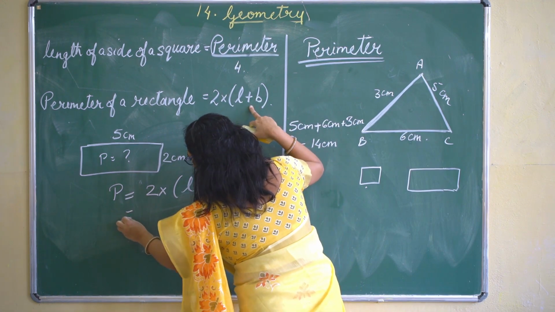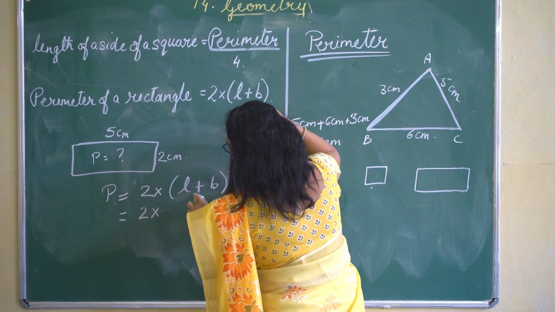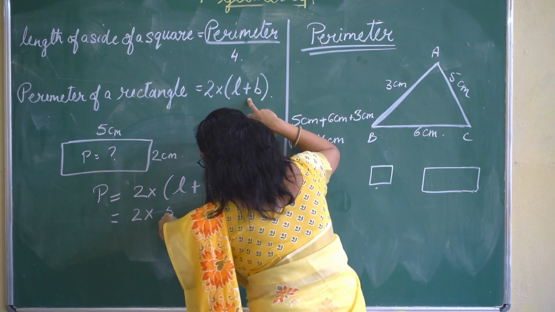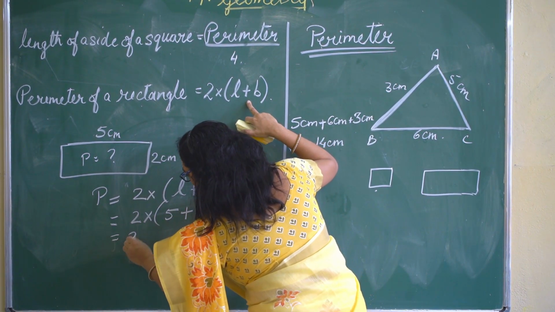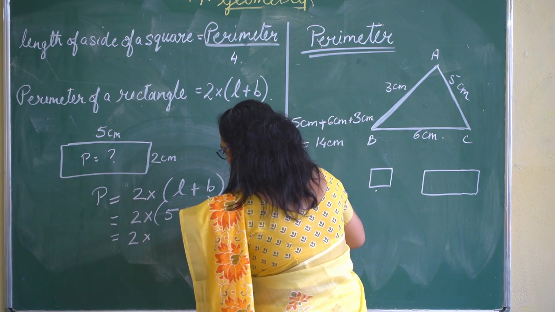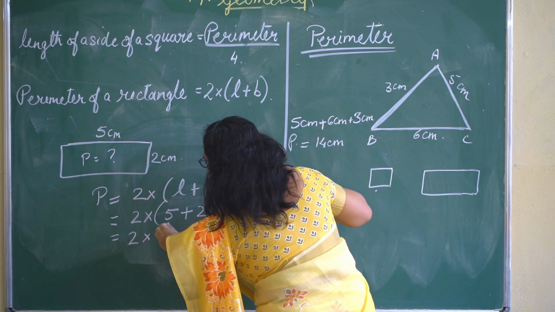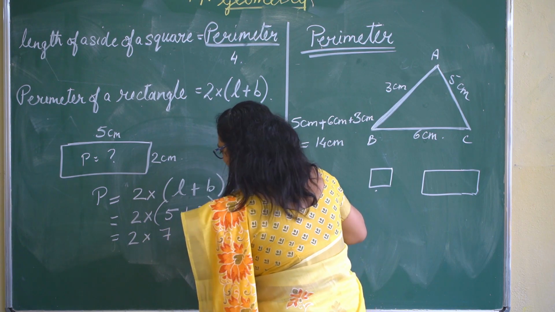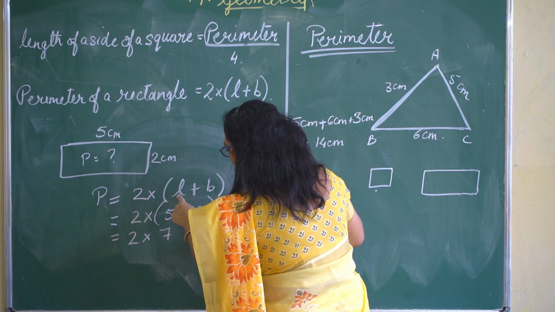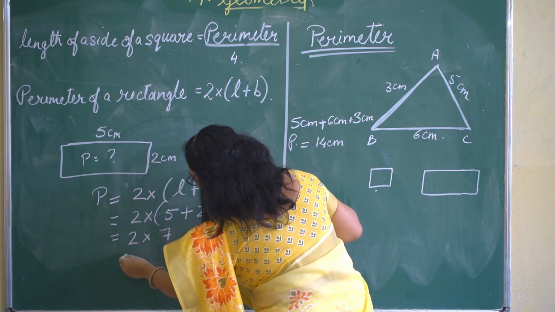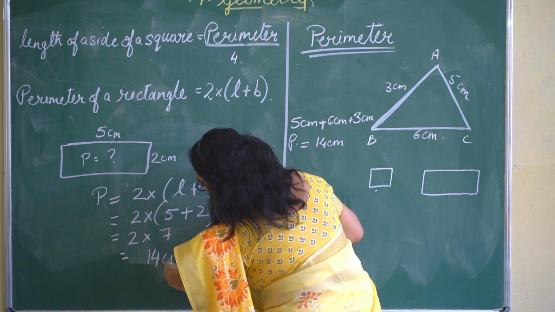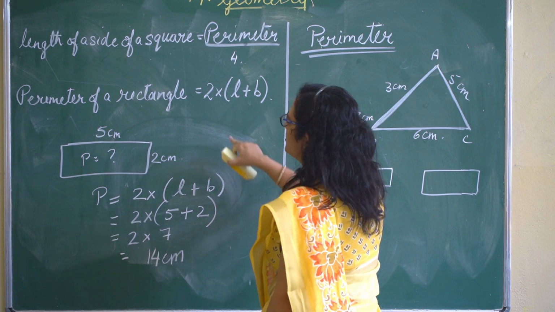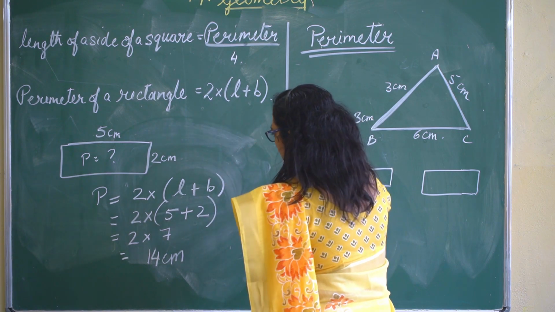Okay, 2 multiplied by length plus breadth. What is length? 5 plus breadth. So you will add length plus breadth. What is length plus breadth? 5 plus 2, that is 7. And when you add length and breadth, you have to multiply by 2. 2 sevens are 14 centimeter. In this way, you can find the perimeter of a rectangle.